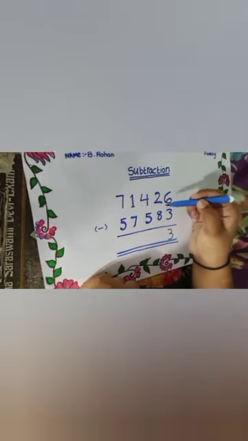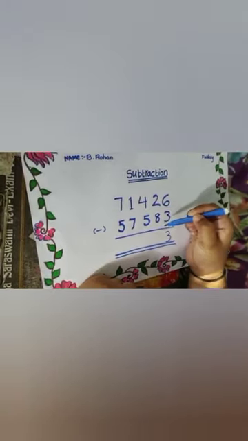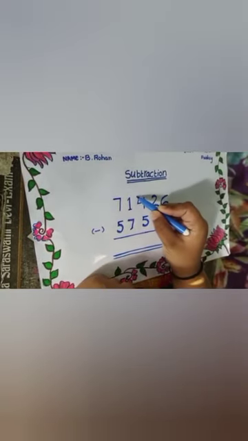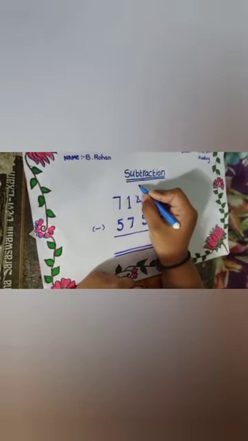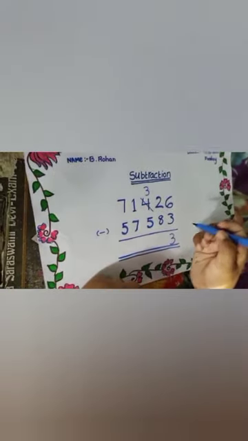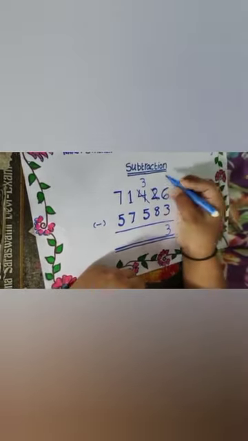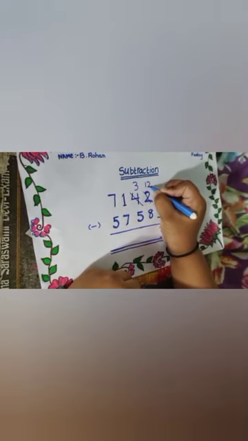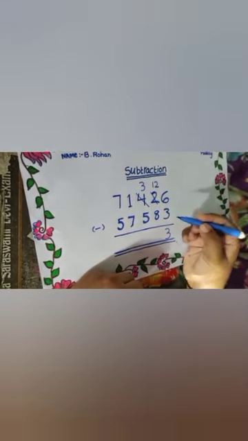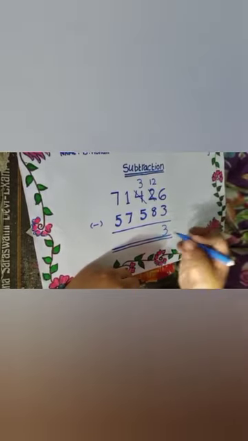We cannot subtract 2 minus 8. We can take borrow from 4. 4 will become 3. 2 will become 12. 12 minus 8 is 4.